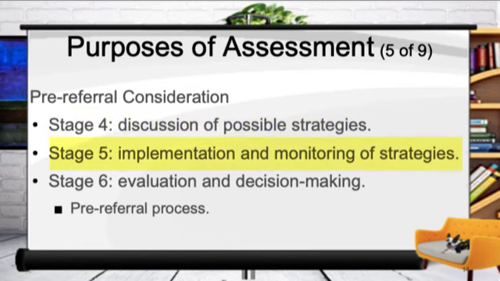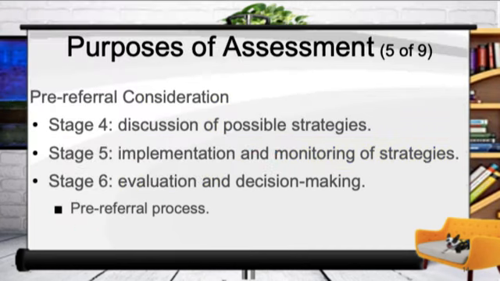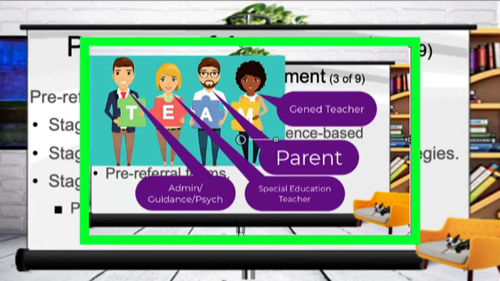We move to stage 5. This is where we implement and monitor the strategies. The gen ed teacher, with the support of the special education professionals if needed, will then implement whatever interventions we have discussed. We allow time for the new interventions to take effect, and we monitor for effectiveness. And then if it's academics, we use CBM or curriculum-based measurement to track some data. Behavior, we could use data recording sheets. And we take this data to help the pre-referral team determine if there's a way to manage the student's learning or behavioral needs while in general education.